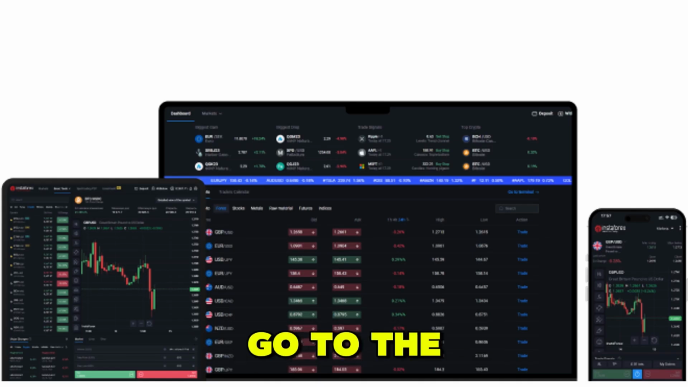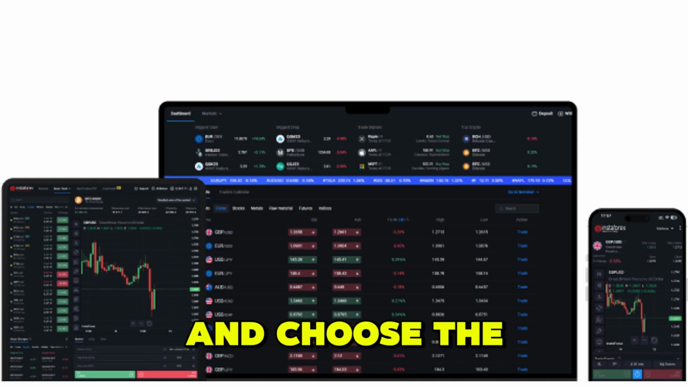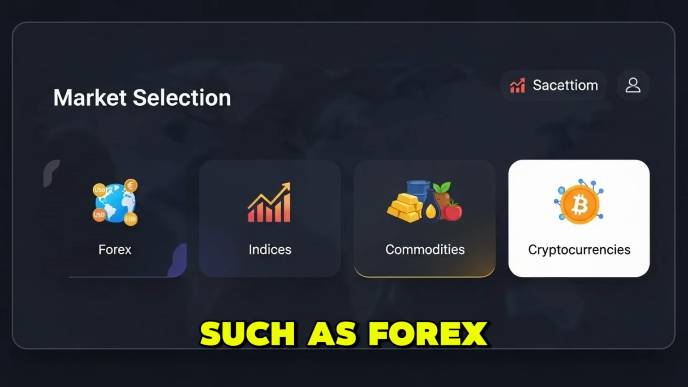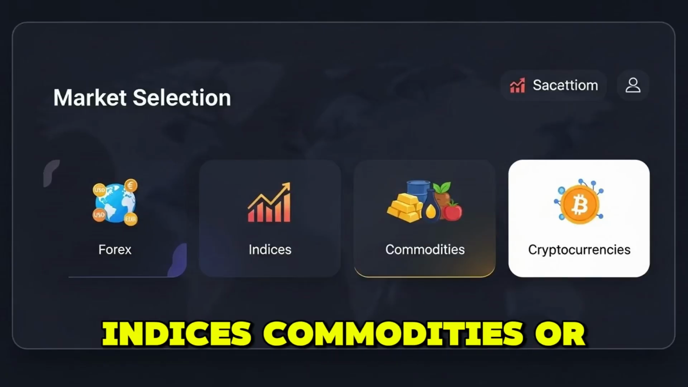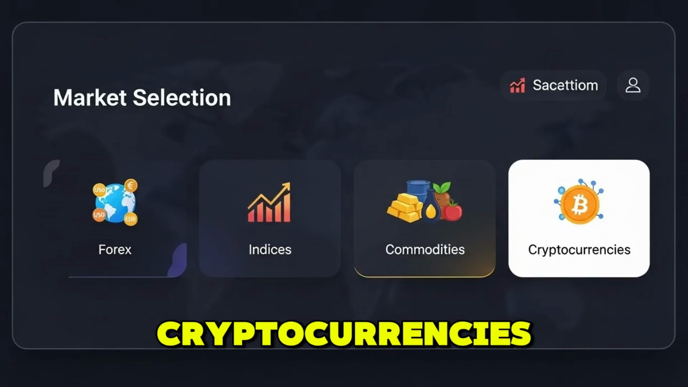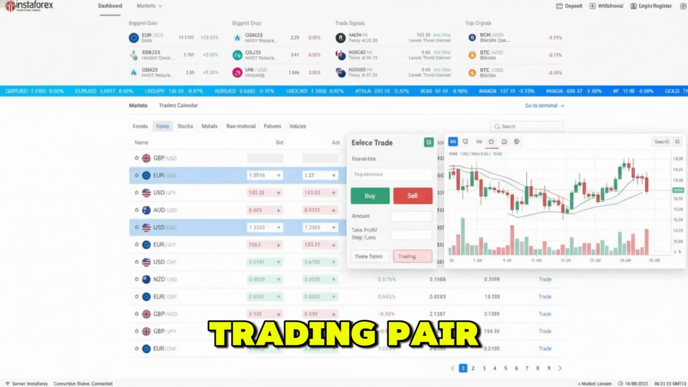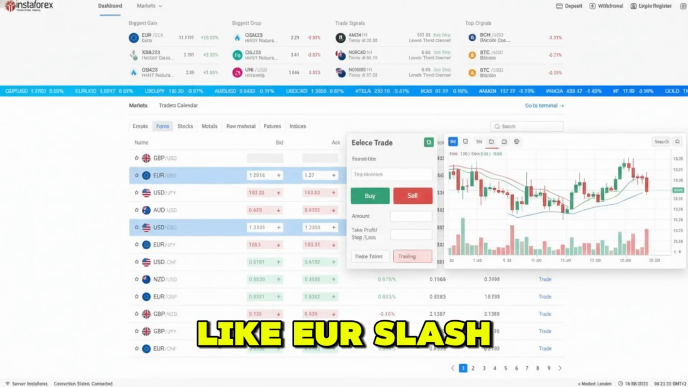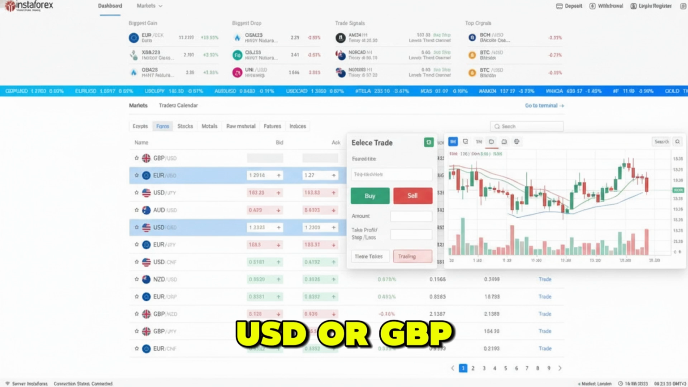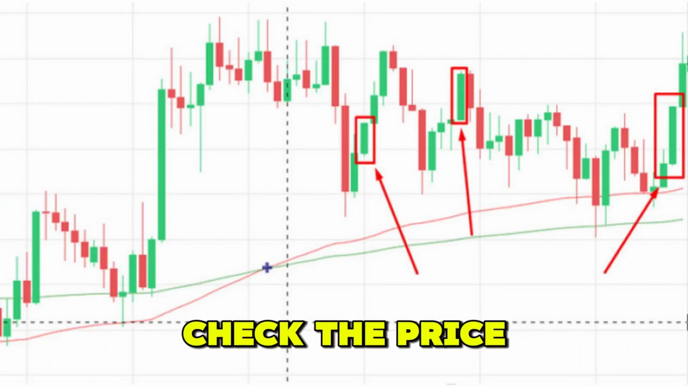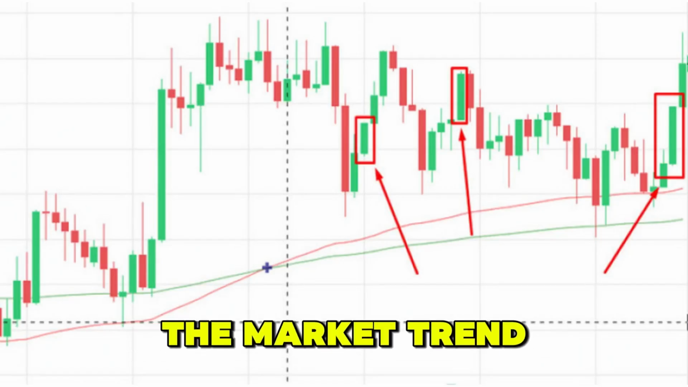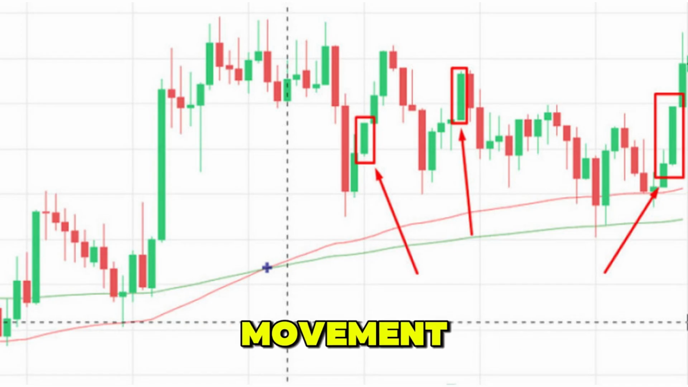Once logged in, go to the trading dashboard and choose the market you want to trade, such as Forex, indices, commodities, or cryptocurrencies. Now select a trading pair like EUR/USD or GBP/USD. Check the price chart to understand the market trend and recent price movement.